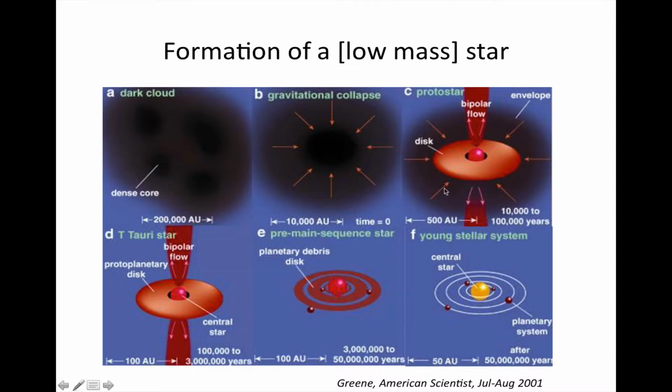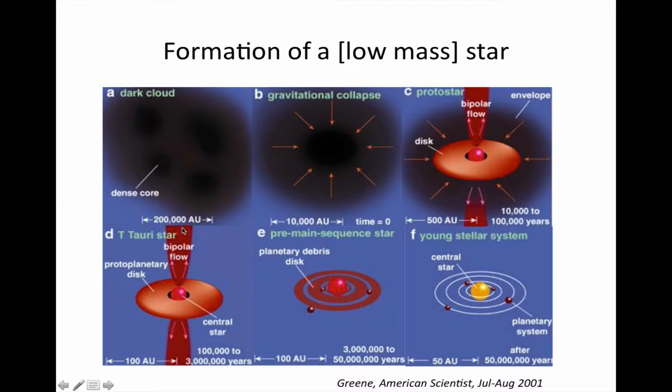Eventually, that stuff, that envelope, either falls onto the disk or gets blown away by the jets. So you have just a big, thick disk, and sometimes, if the accretion rate is still high enough, big jets coming off of it. Look, it's gotten smaller because gravity's winning. Gravity's pushing in and pushing in. 100 AU and 100,000 to 3 million years.